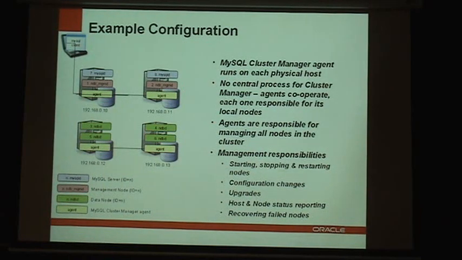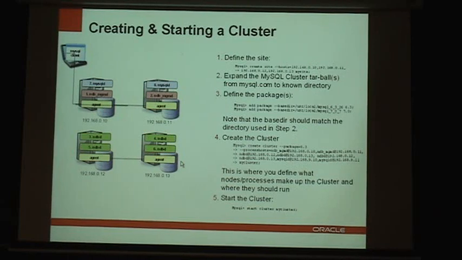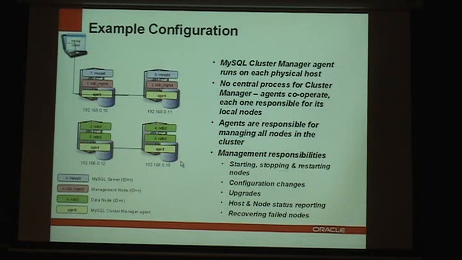So here's an example of configuration which might help us a little bit here. We do have a cluster manager agent that runs on each physical host. No central process for the manager, so they're all aware of each other from an IP standpoint here, and it's color coded. So you see that in some cases you have your MySQL server, your management nodes, your data nodes here, and then your cluster management agent, and they are all aware of each other as part of the configuration. So there are heartbeats in between that are making them aware, more or less saying, are you there? And if not, it'll go into a failover routine.